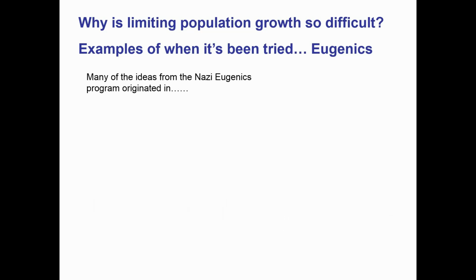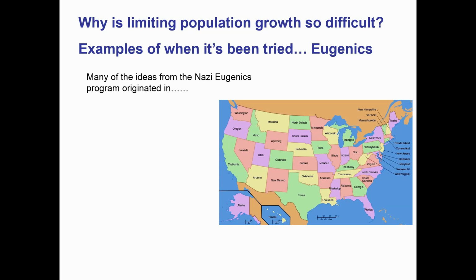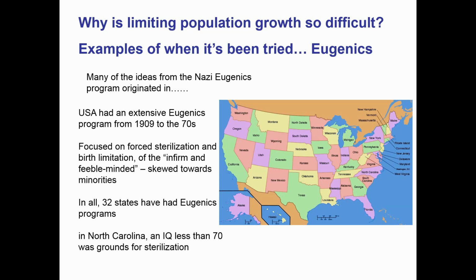So eugenics was crazy controversial. We might think, oh well, nothing like that would ever fly over in the US. However, many of the ideas from the Nazi eugenics program originated in the USA. The USA was where eugenics started. All these ideas that the Nazis carried out started here in the US.